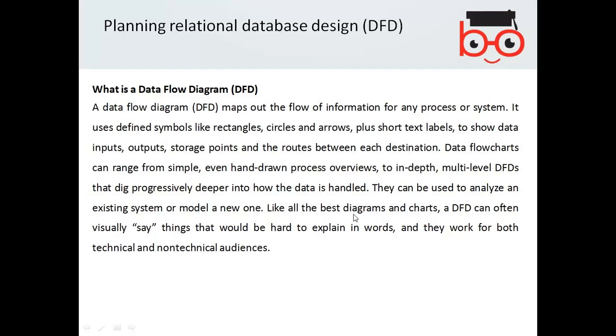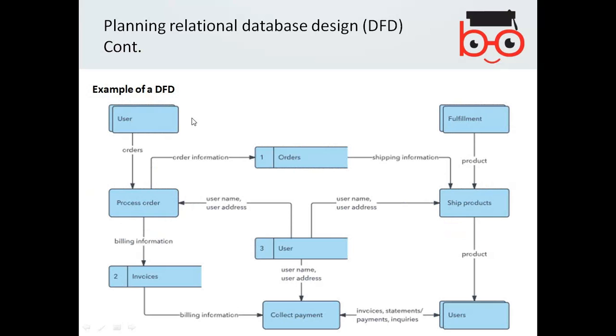Like all the best diagrams and charts, data flow diagrams can often visually say things that would be hard to explain in words. They work for both technical and non-technical audiences. For example, here is a data flow. User is making orders to the process order. The flow from user to the process order is going through the orders.